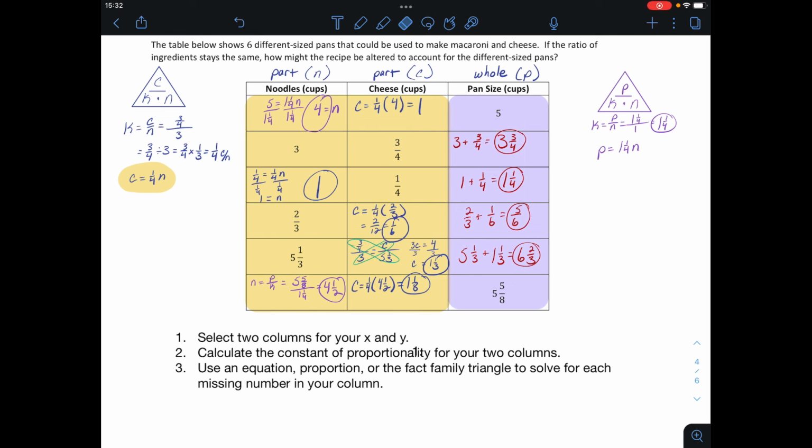Now, if you've done that for the 2 columns you've chosen and you have more spaces on your table that you cannot fill, you will have to pick a new set of 2 columns where you have at least 1 pair of matching numbers and go through all these steps again to solve for any missing numbers in those columns. You may need to come up with multiple constants of proportionality, or you may need to go back and use a constant of proportionality more than once in order to complete a table like this.